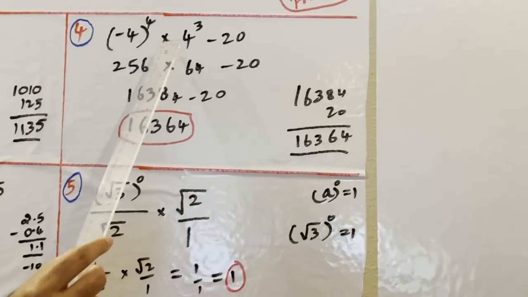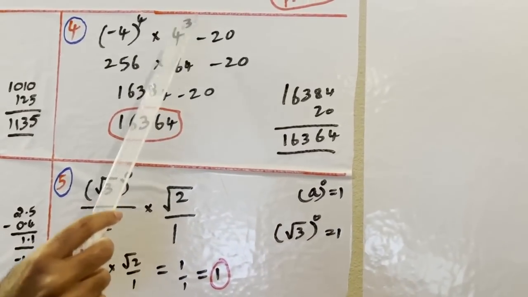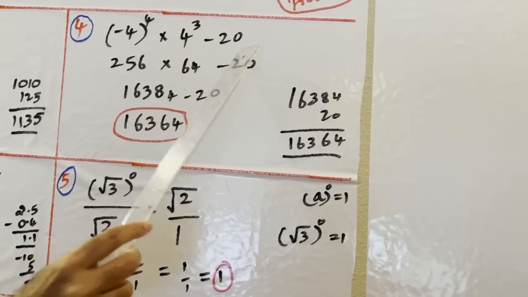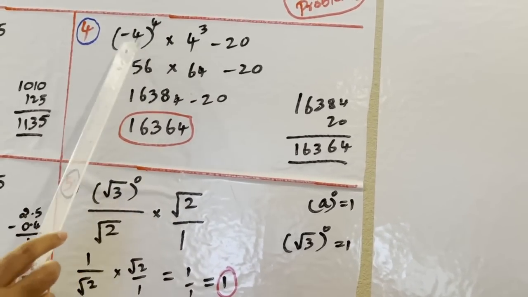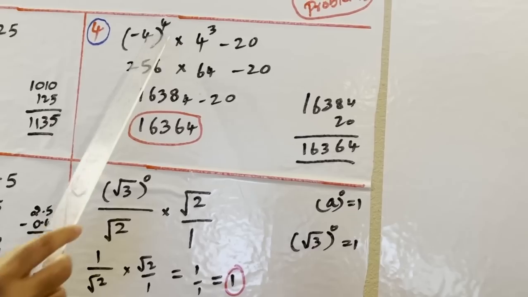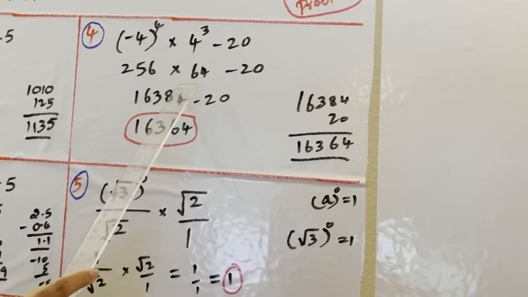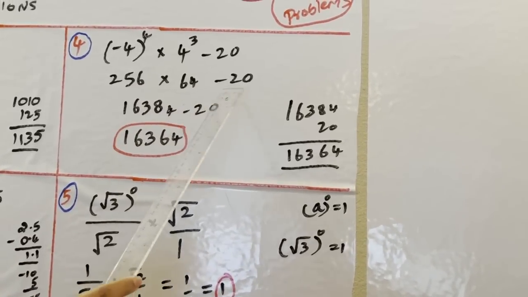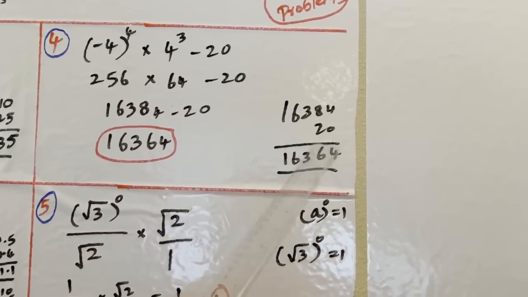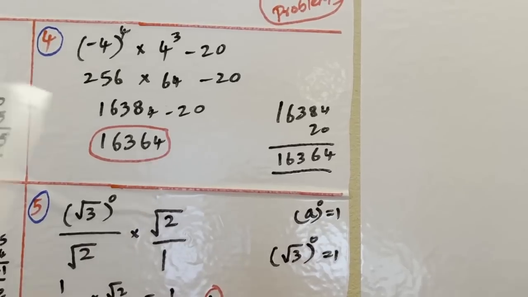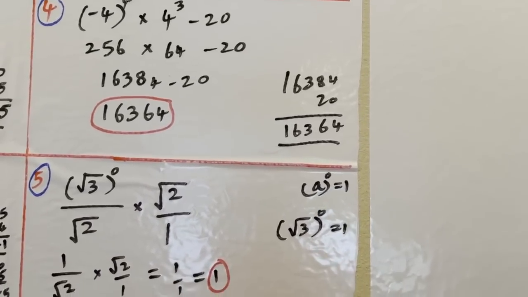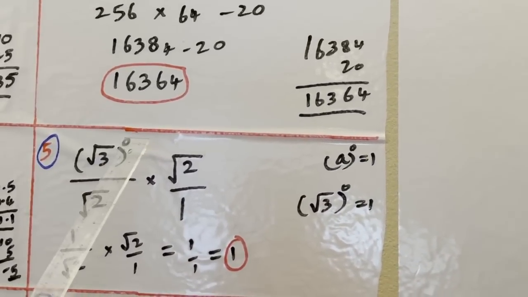-4 times 4 times 4 times 3, 4 to the power 3. -20. Evaluate this. 4 times 4 is 16 to the power 4. 16 times 16, 256 times 64. -20. I do the math here. 16364 is the answer.